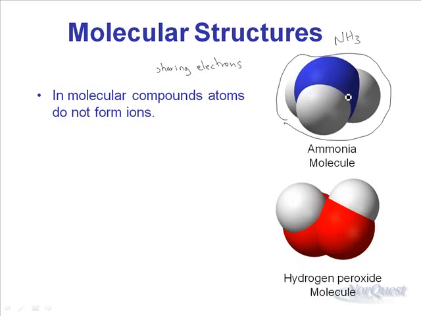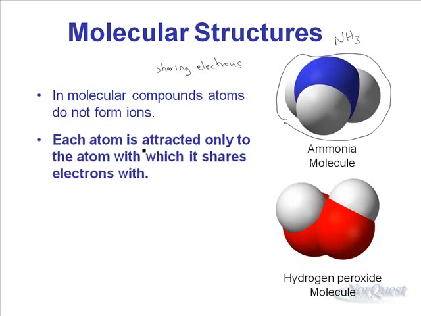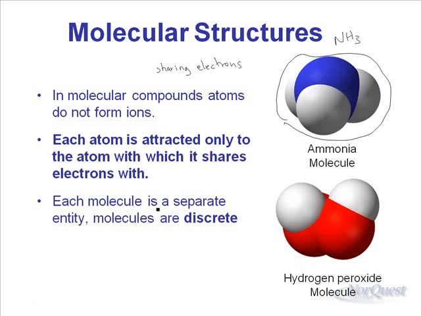It's not attracted to any other ammonia molecules. There's no great big structure where all the hydrogens are attracted to all the nitrogens. Each one is a discrete unit. So each atom is attracted only to the atom with which it shares electrons, which means each molecule is a separate, or discrete, entity.